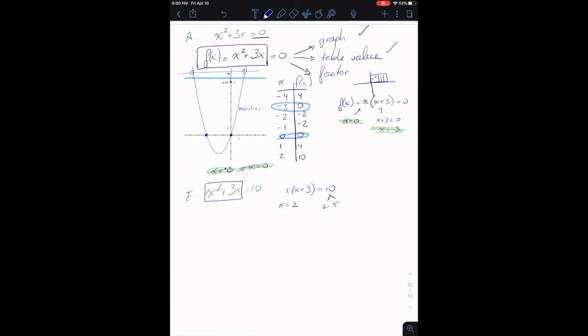then 2 times 2 plus 3, 5, equals 10. Yes, but what's the second answer? What is that negative answer? That's going to be really difficult to find. So although that method is theoretically possible, what we can do is find a different associated function.